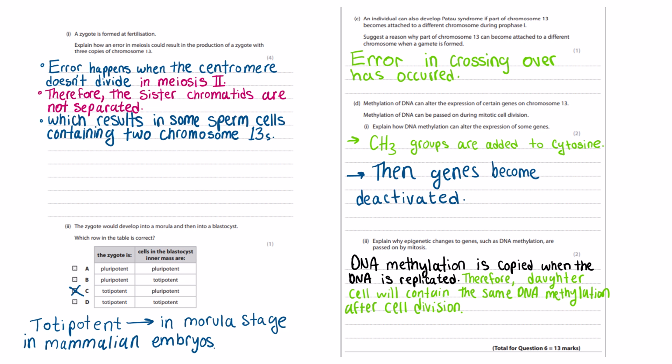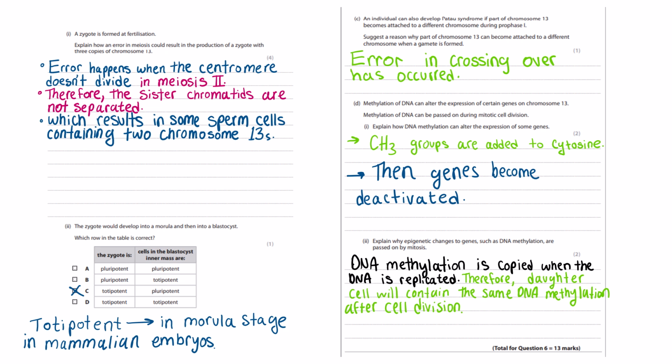The zygote would develop into a morula and then into a blastocyst. Which row in the table is correct? Okay, so the zygote is obviously going to be totipotent. Why? Because totipotent cells are found in the morula stage in mammalian embryos. Okay, so the morula is a process in the development of the embryo. It's one of the stages. Therefore the zygote is totipotent, which makes the cells in the blastocyst pluripotent.